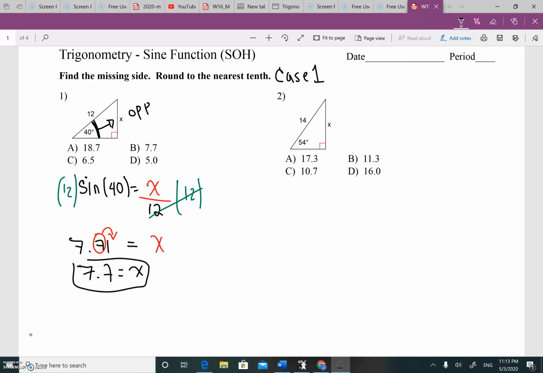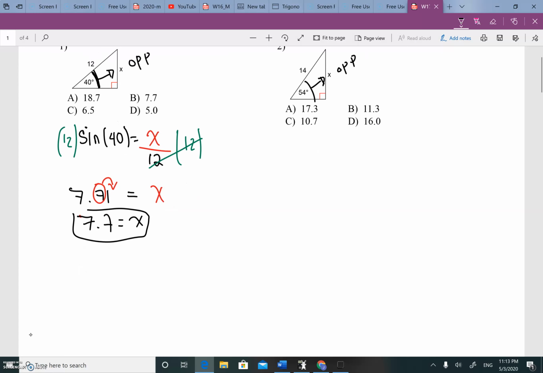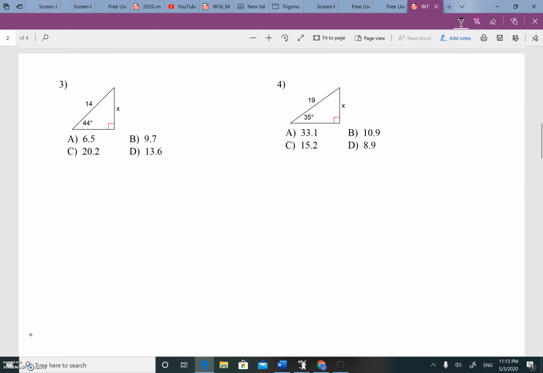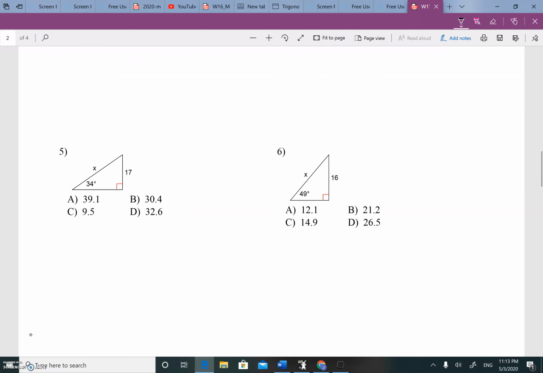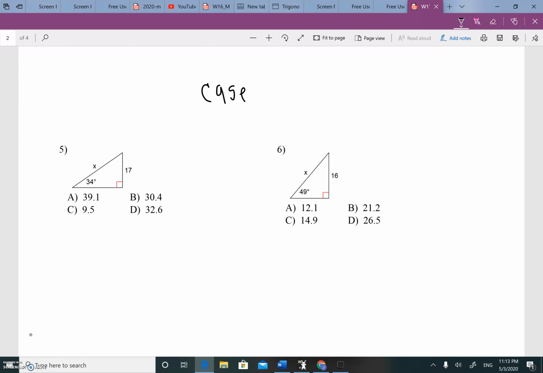Now, as I said at the beginning of the video, 2, 3, and 4 are going to be the same. So basically, your opposite is going to be your x. This is going to be the case for case 1: 1, 2, 3, and 4, your x is going to be on top. All right, now let's go over case number 2, which would be 5, 6, 7, and 8.